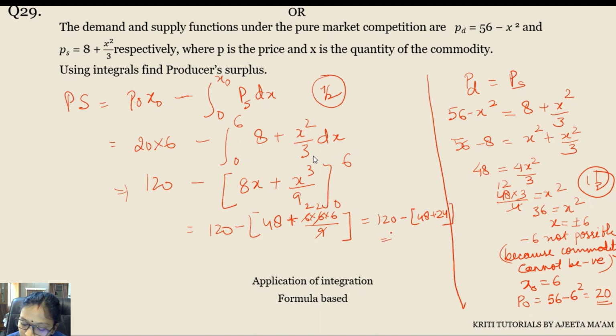So in all, what will you get? 120 minus 72, which will give you the answer 48 units again, because again here no units are given to you. So that is your final answer. And again for this last step, you will get 1 mark.